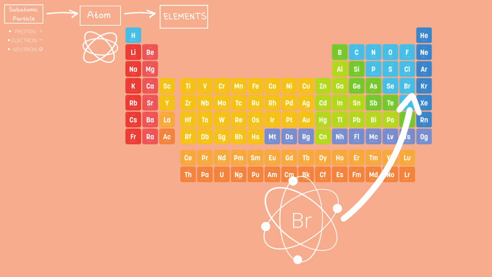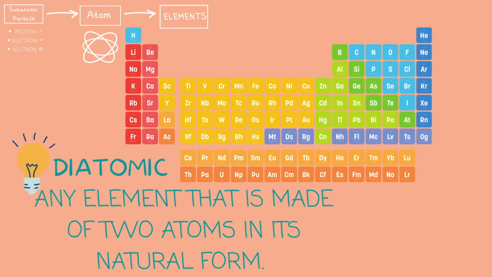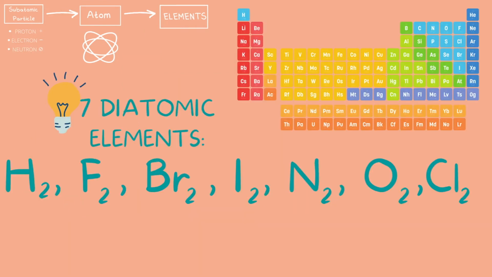All the elements are made up of either one atom or two atoms. When referring to elements that are made out of two atoms, we call these diatomic. There are 7 diatomic elements, which include hydrogen, fluorine, bromine, iodine, nitrogen, oxygen, and chlorine. You'll notice the little 2 subscript after each elemental symbol. This means that there are 2 atoms that make up this element.